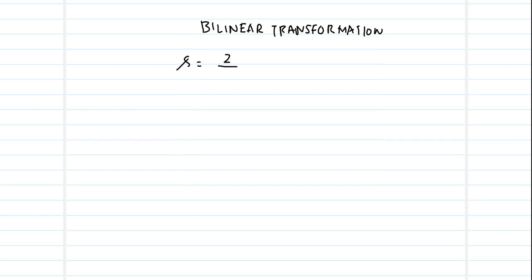Okay, so now we are going to see something called the bilinear transformation. It is yet another technique to convert your given analog transfer function into a digital transfer function. So here we start with the relationship. The relationship between s and z is given by s = 2/T × (1 − z⁻¹)/(1 + z⁻¹). Okay, now we'll see what happens.